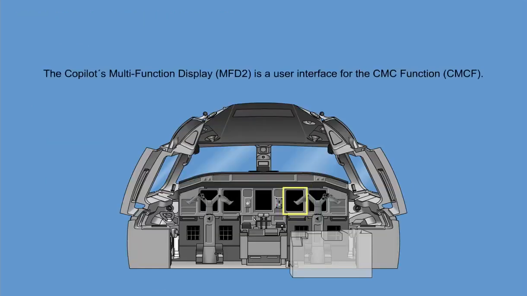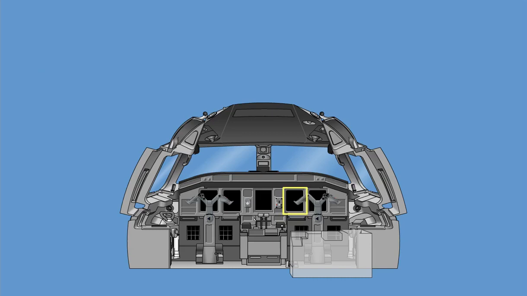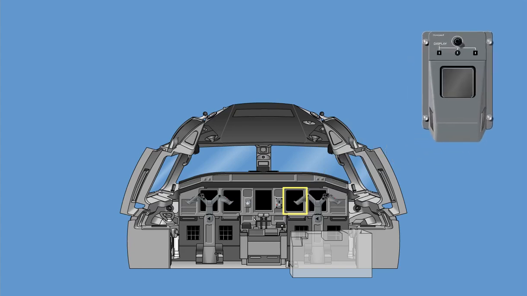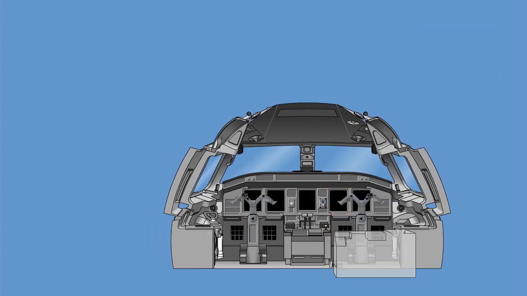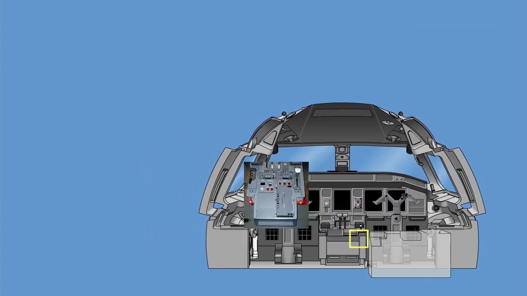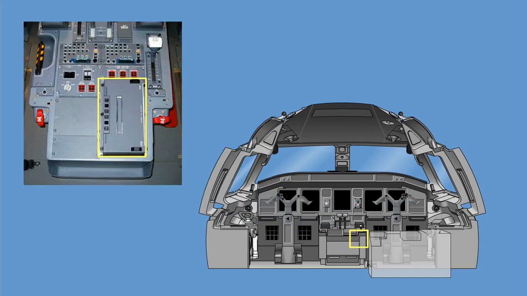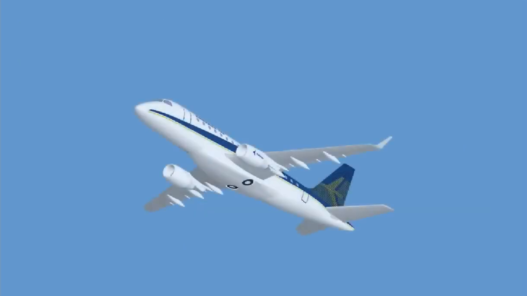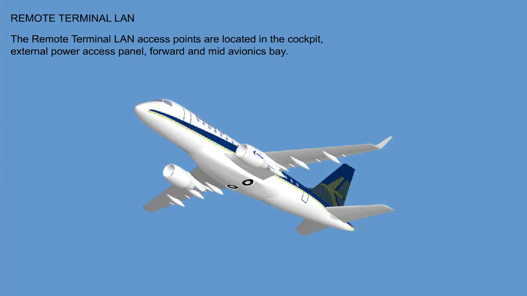The co-pilot's multifunction display, MFD2, is a user interface for the CMC function, CMCF. Control of the display is provided by the cursor control devices, both located in the flight deck. The CMC interfaces with a printer located in the flight deck center pedestal. The remote terminal LAN access points are located in the cockpit, external power access panel, forward, and mid-avionics bay.